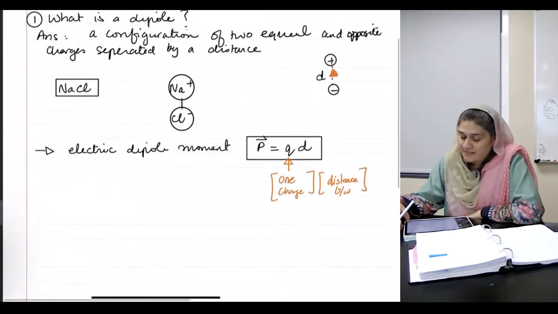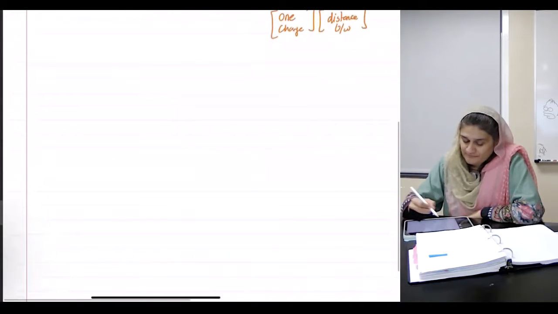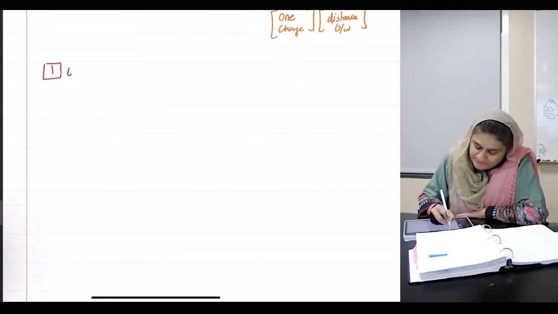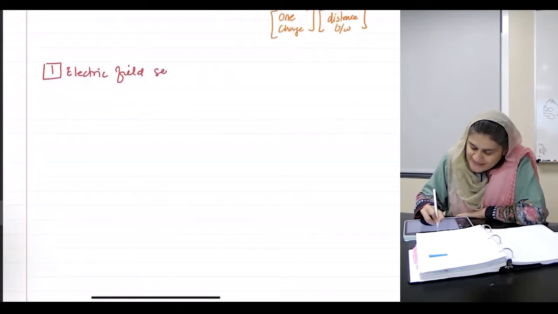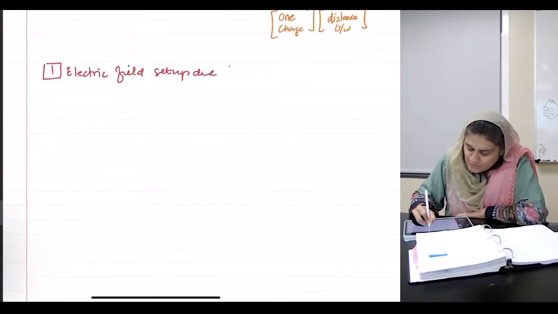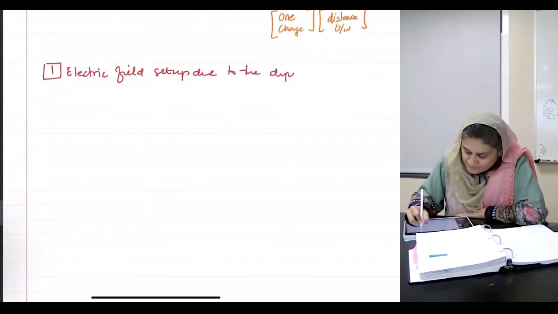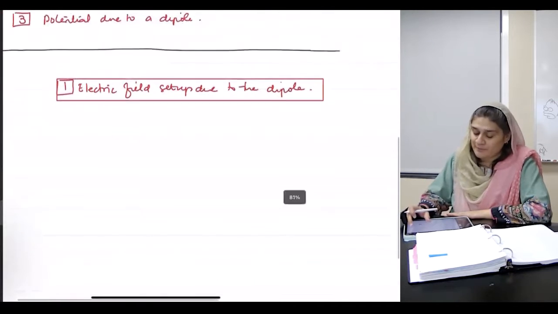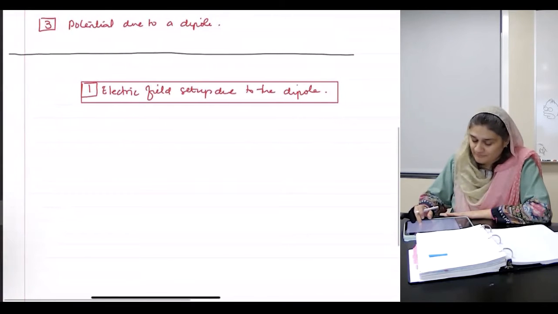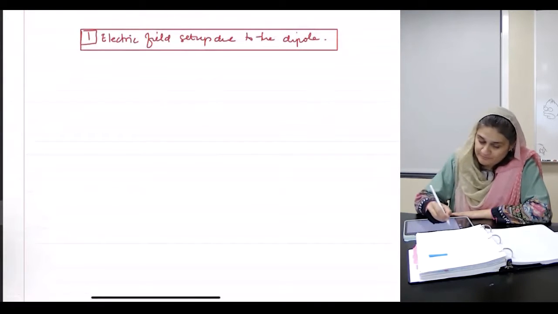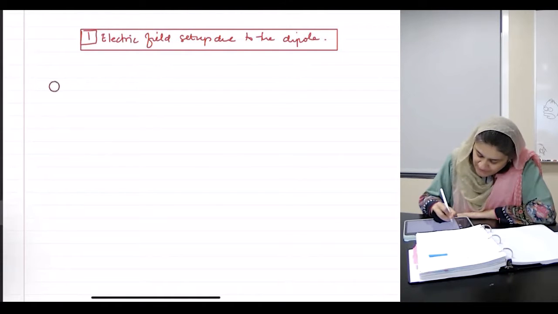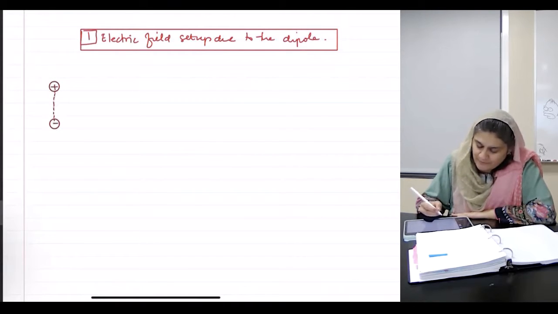And so we will study number 1, electric field set up due to the dipole. Okay, first of all, I would like you to draw the dipole. A plus charge and a minus charge. The dipole will go from the minus to the plus.